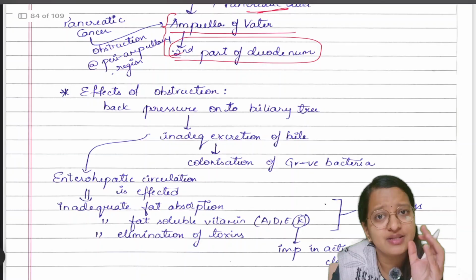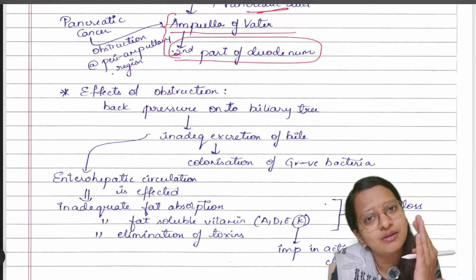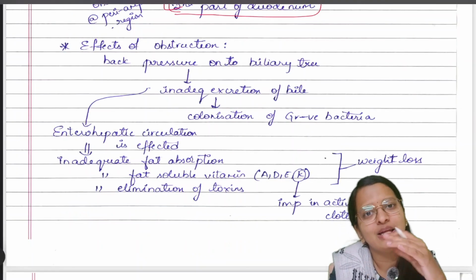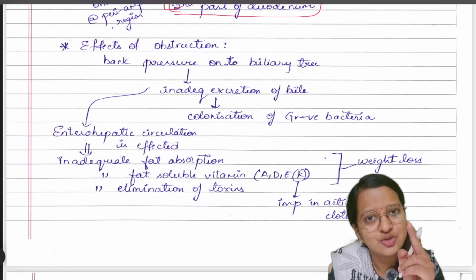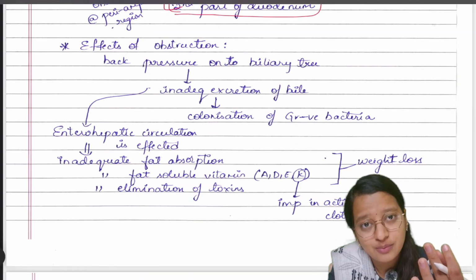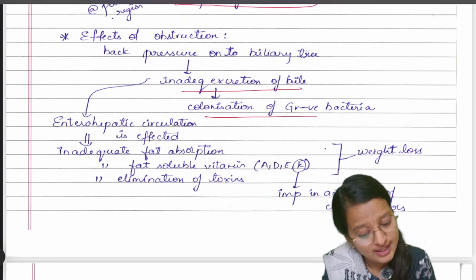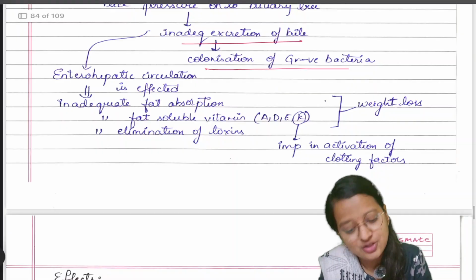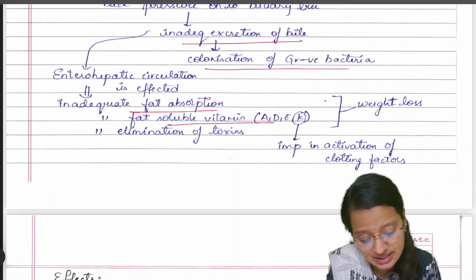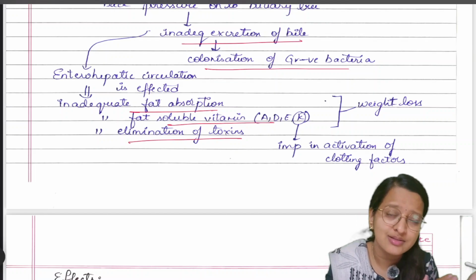So what happens if there is obstruction? There is cholestasis. There will be decreased fat absorption, so fat soluble vitamins are deficient in those individuals, and secondary to it, there will be infection. So there will be back pressure, deficient fat soluble vitamins, and infection. With back pressure, there is inadequate excretion of bile, colonization of gram-negative bacteria, and the enterohepatic circulation is affected, causing inadequate fat absorption. Fat soluble vitamin deficiency is seen, and there will be defective elimination of toxins because they are not going to the intestine and then excreted.